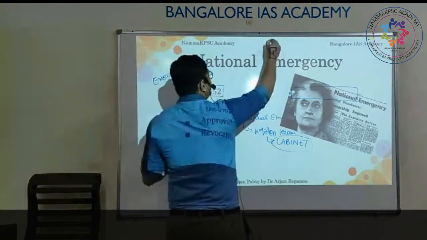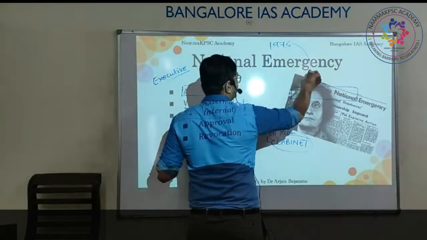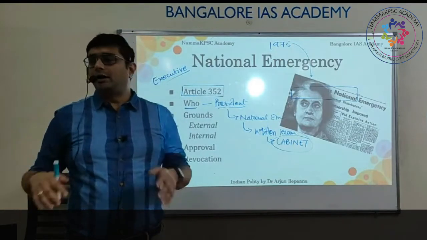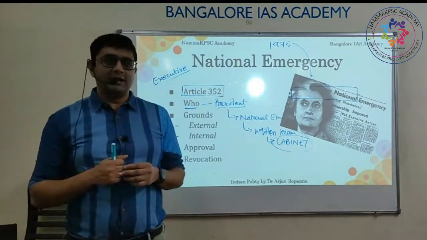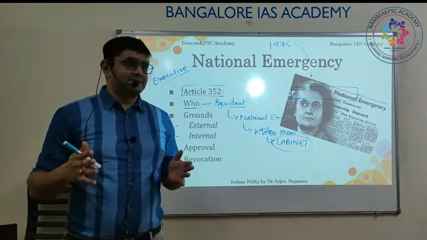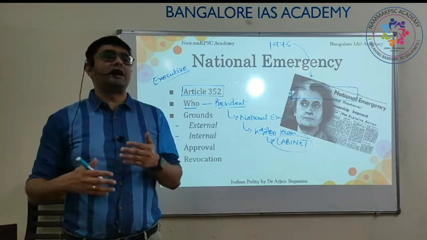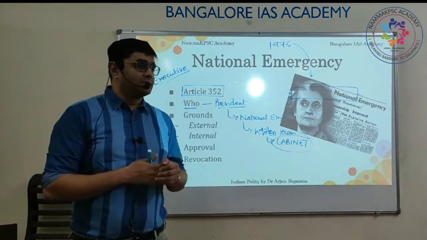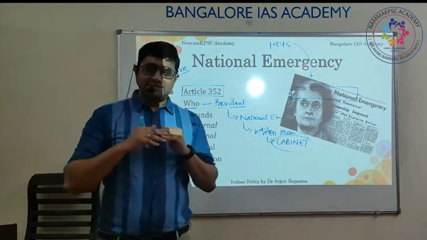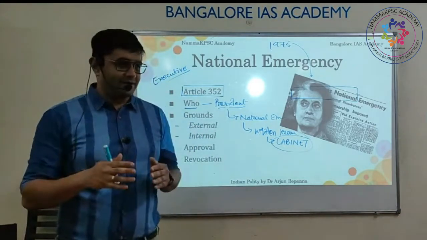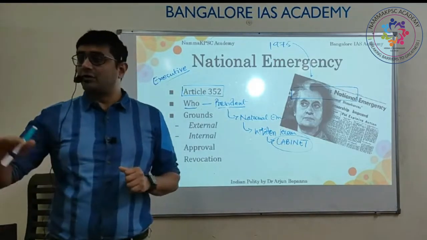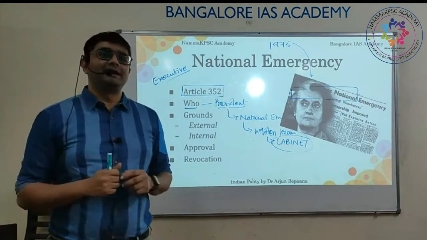So basically what happened was in 1975, Indira Gandhi declared a national emergency, or rather advised the president to declare a national emergency, and it was criticized. And later, once Indira Gandhi's government was replaced by the Janta government, the constitution was amended. So basically what happened was she just simply called the president over the phone and told him to declare the emergency, even without consulting her cabinet colleagues.